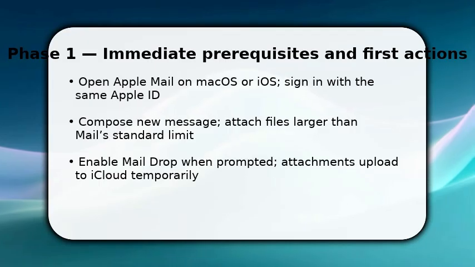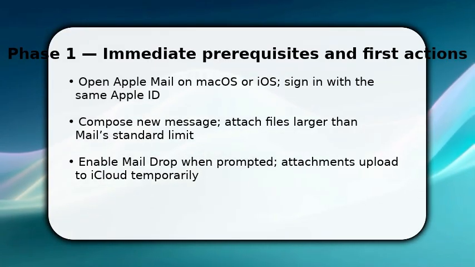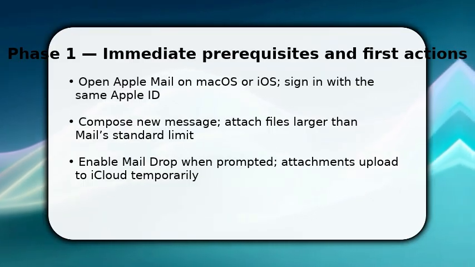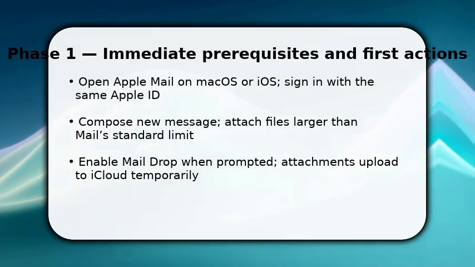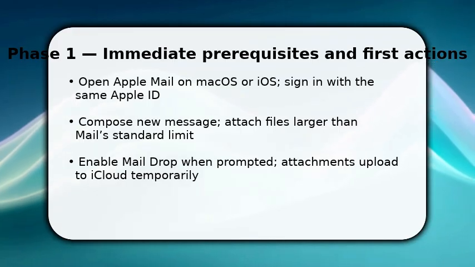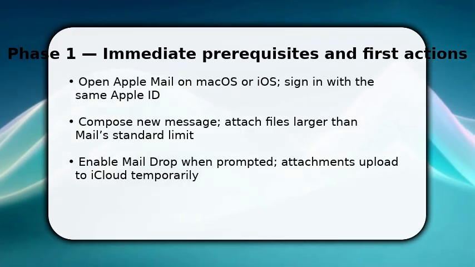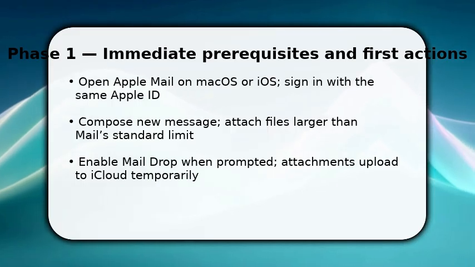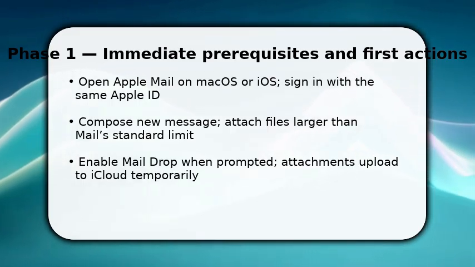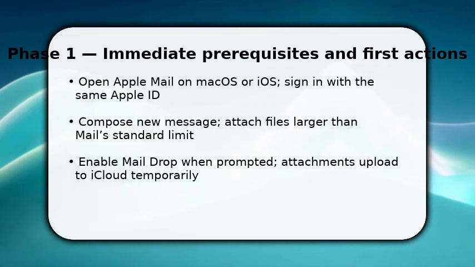You begin by opening mail and signing in. This ensures mail drop ties to your iCloud. Attach the large file straight to the message. Don't compress first, because mail detects size and offers mail drop automatically. Once prompted, choose Enable Mail Drop. The file uploads to iCloud, and mail keeps only a link in the message.